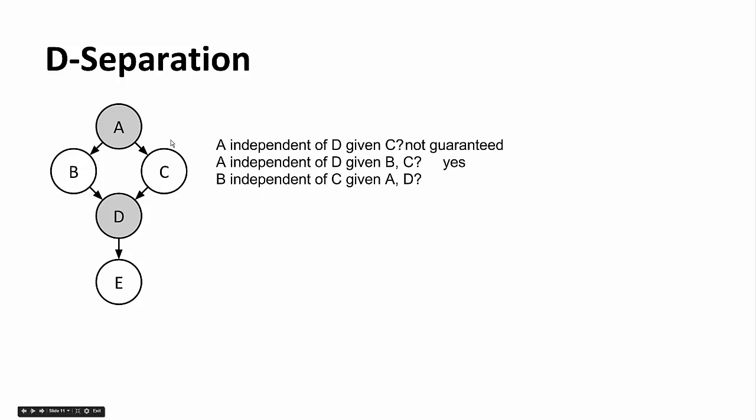And now we want to look at all paths between B and C. We want to examine the triples along that path. So first we look at this top one. We see that it's a common cause with the middle one shaded, which makes it inactive. So the top path is inactive.